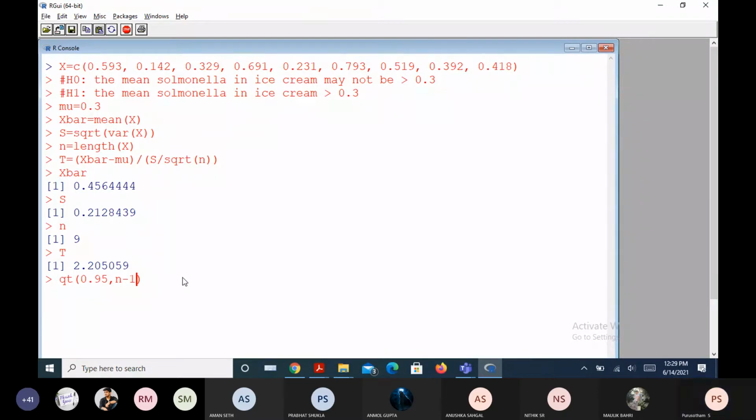Right? Now let us look at the QT value 1.85. So QT will give us the critical value of the T. Okay. So what is 0.95? 0.95 is the confidence level.